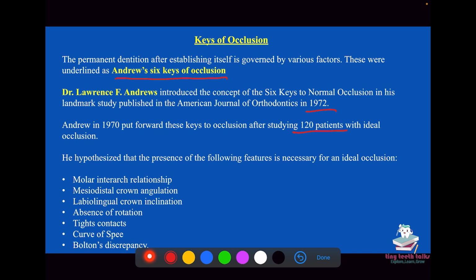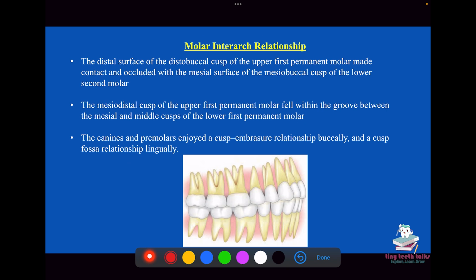He hypothesized that the presence of the following features is necessary for an ideal occlusion: molar interarch relationship, mesiodistal crown angulation, labiolingual crown inclination, absence of rotation, tight contacts, and curve of Spee. Let's understand each one by one. You will also learn in detail in prosthodontics and orthodontics, but here I will cover only that portion which is needed in pediatric dentistry.